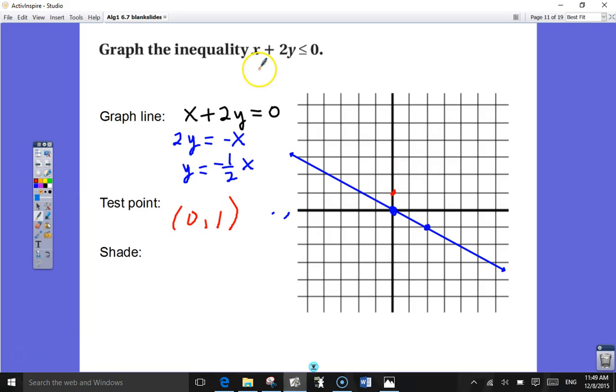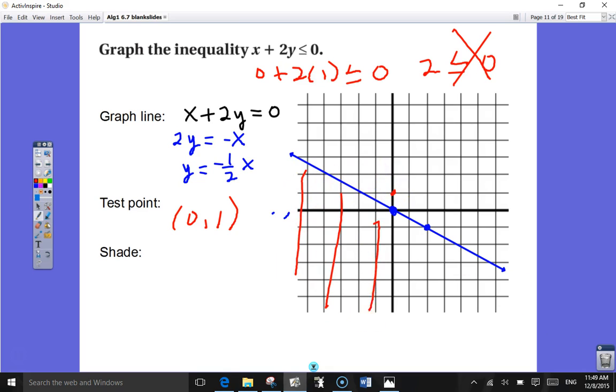Okay, plug that in here. 0 plus 2 times 1 is less than or equal to 0. That tells you that 2 is less than or equal to 0. Is that true? That's not true. What does that tell you about where you should shade? Yeah, not the side that had the test point, because it failed the test. Shade on the other side.